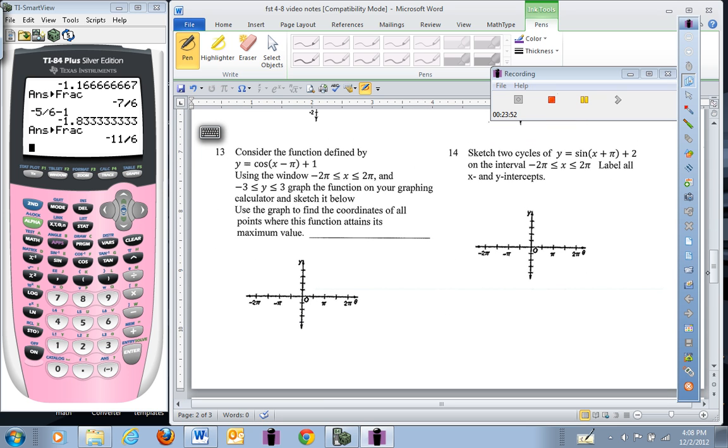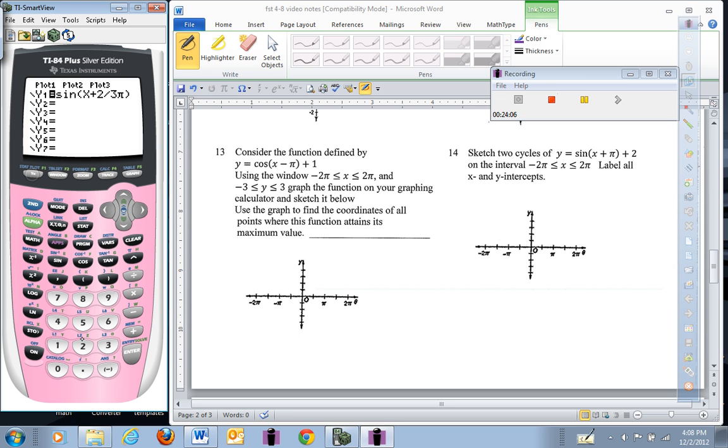All right, number 13 says consider the function defined by y equals cosine of x minus pi plus 1 using the window negative 2 pi to 2 pi and negative 3 to 3. Graph the function on your graphing calculator and sketch it below. All right, so let's put that graph on our graphing calculator.